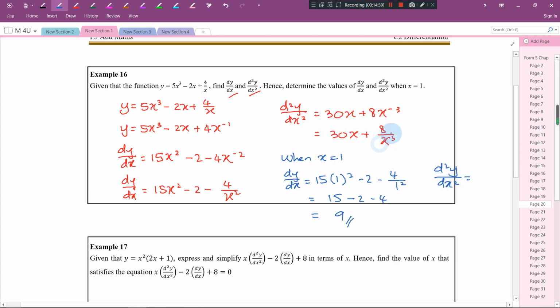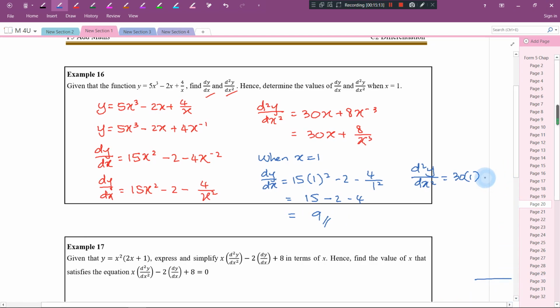Now we are looking at this one, second derivative, right? When x is equal to 1, we are going to bring the value of 1 over here inside this function. So it becomes 30 times x plus 8 over 1, also 30 times x, because x is equal to 1, right? So I'm going to write 1 over here. Just change the variable x to become 1. So this is 30 plus 8, 38. Okay, so the answer is 38.